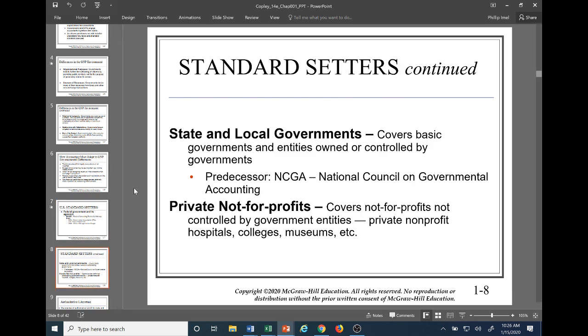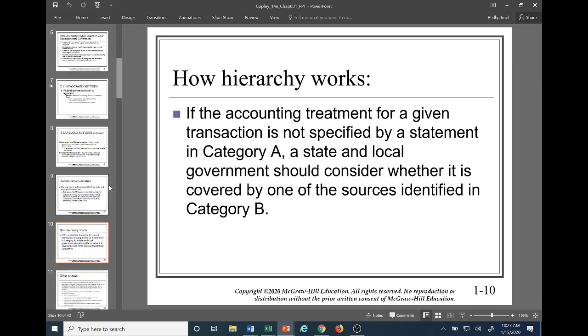Continue on, the state and local governments. This is going to cover basic governments and entities owned or controlled by governments. The predecessor, I'm not really too concerned. I'm not getting into that whole hierarchy thing or the predecessors and who came before. But just to throw it out there, it was the NCGA, the National Council on Governmental Accounting. Just the FYI there. Private not-for-profits covers not-for-profits not controlled by government entities. They're private not-for-profit hospitals, colleges, museums, and so forth, whatever it might be. So that's the difference there.